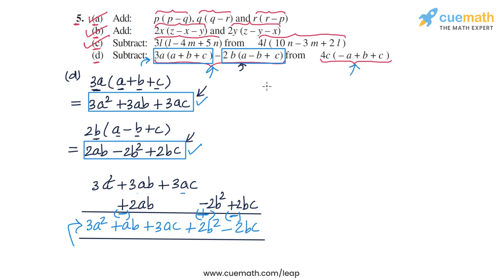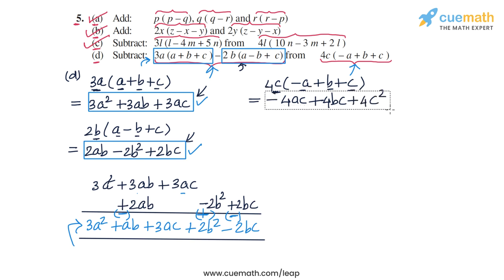The second expression is 4c times minus a plus b plus c, and if we apply the distributive law here, we will get 4c into minus a, which is minus 4ac, then 4c into b, which is plus 4bc, and then we have 4c into c, which is plus 4c square. So this expression that we have obtained, minus 4ac plus 4bc plus 4c square, is the simplified form of the second expression. And from this we have to subtract this expression that we've written here.